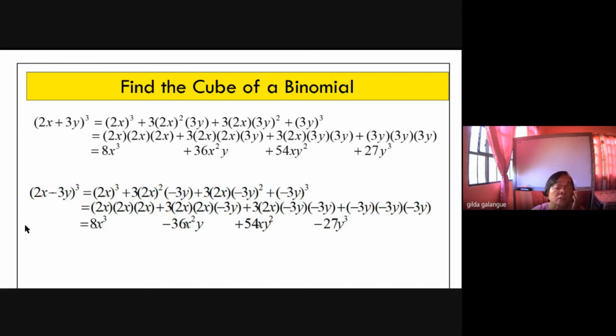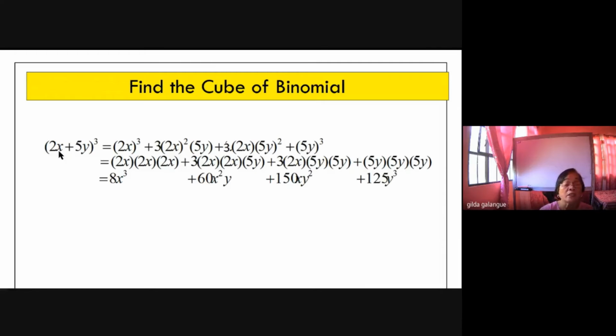We are in the next number, (2x minus 3y) cubed. So again, we have the same number, but it only differs in sign. As I have told you a while ago, we have the same result. The only difference is the sign of the second term and the sign of the last term. The sign of the last term will be negative. The sign of the second term will be negative. We just copy the result. So we have 8x cubed minus 36x squared y plus 54xy squared minus 27y cubed.